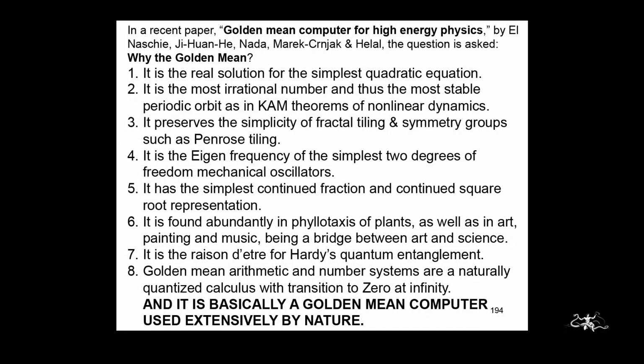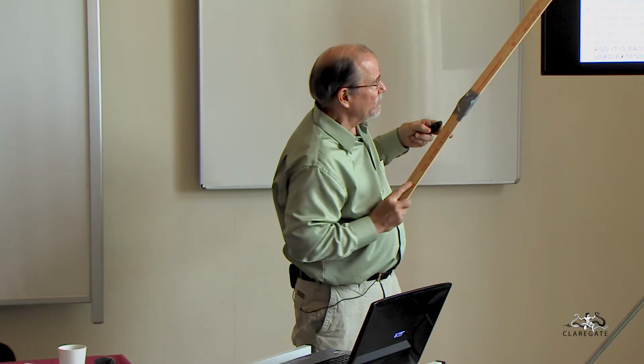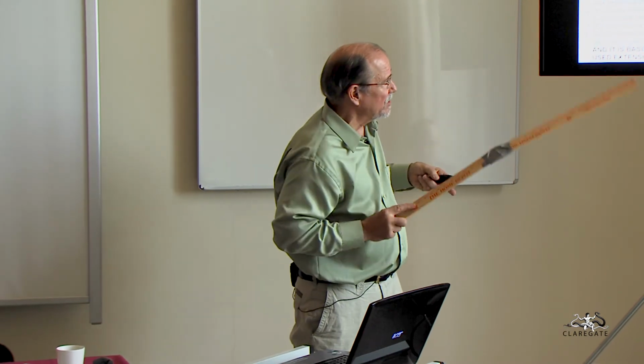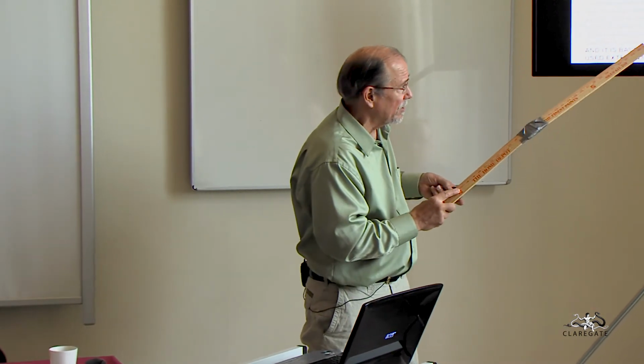Here's why it's so important. In the paper, Golden Mean Computer for High-Energy Physics, you're going to see that it's the real solution of the simplest quadratic equation. Now we get a little bit more technical, but some of you want to see this. We've already seen the business about Penrose tiling, eigenfrequency of the simplest 2 degrees of freedom. We already did that, number 5. Number 6, we've seen the phyllotaxis. Number 7 is Hardy's quantum entanglement. I guess I covered it all.